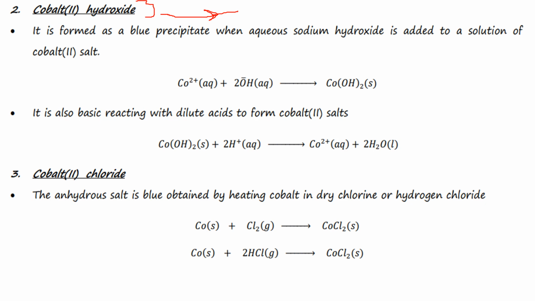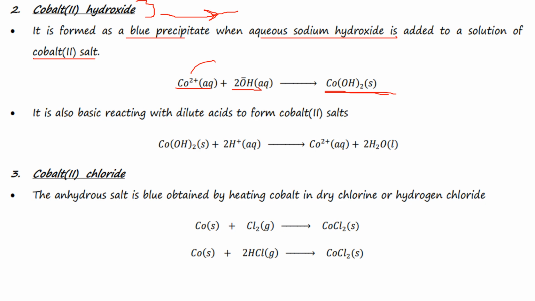So cobalt hydroxide is going to be a blue precipitate, which is obtained when aqueous sodium hydroxide is added to a solution containing cobalt ions. So when you have a solution containing cobalt ions and then you add sodium hydroxide, the hydroxide ions from sodium hydroxide react with a cobalt ion to give us a blue precipitate of cobalt hydroxide.